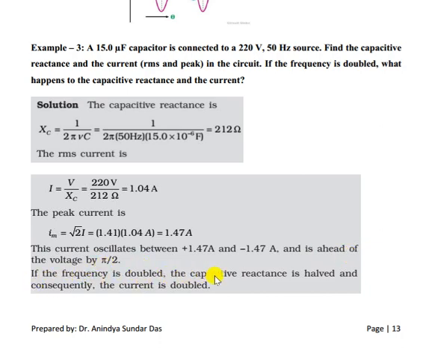If the frequency is doubled, the capacitive reactance is half. Why? Because if it is 100 instead of 50, that means it is multiplied by 2. In the denominator, frequency is multiplied by 2, so the result will be divided by 2, right? So Xc becomes half. If Xc becomes half, the current will be doubled. That means if you double the frequency, capacitive reactance is half, and consequently the current is doubled. So looking at the equations, we can find this out.